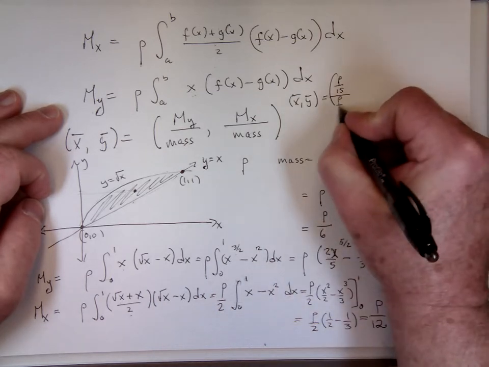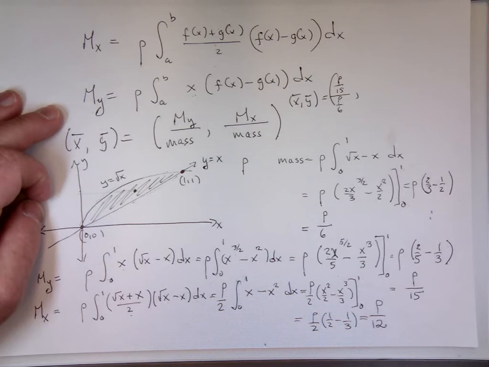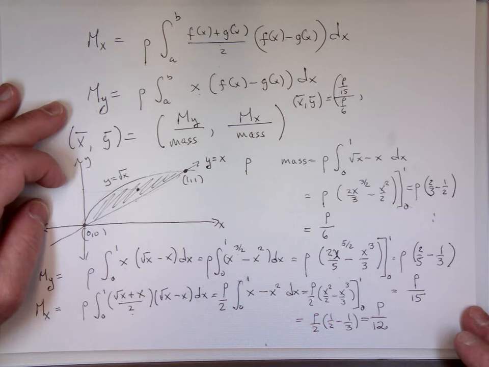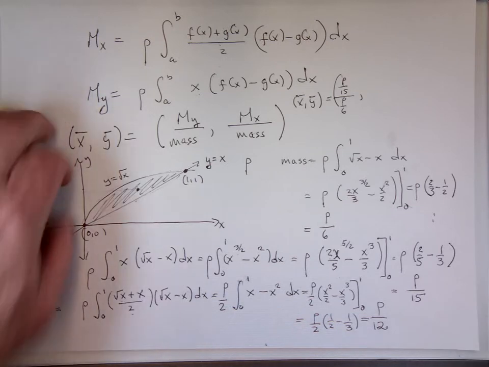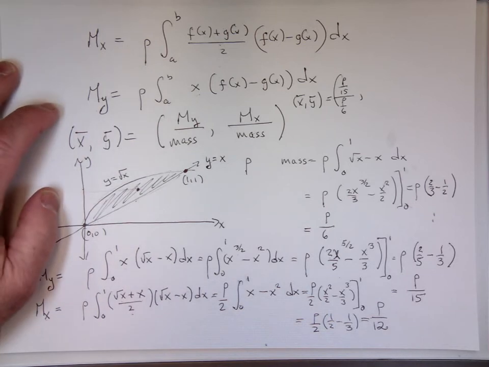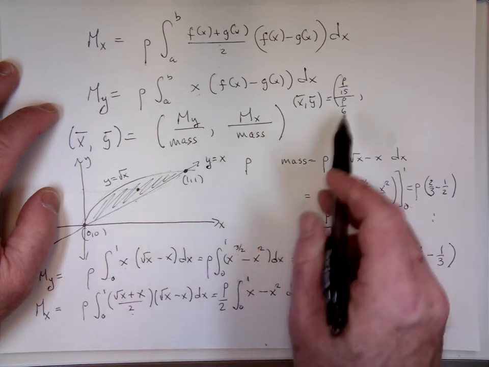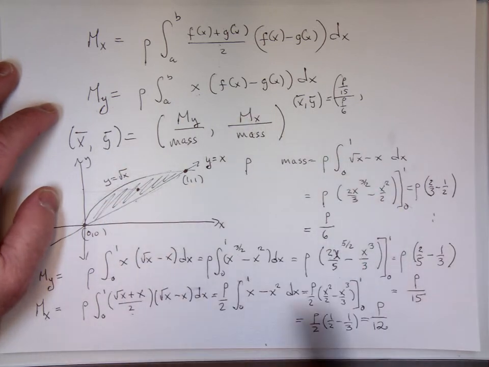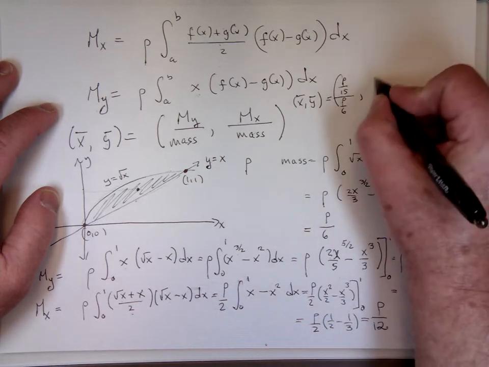What's that? Can you see it? Yeah, it's going to be 6/15, and we're going to simplify it. We're going to get 2/5. And then the y-bar, okay, y-bar is the moment from the x-axis, rho over 12, over the mass of rho over 6.